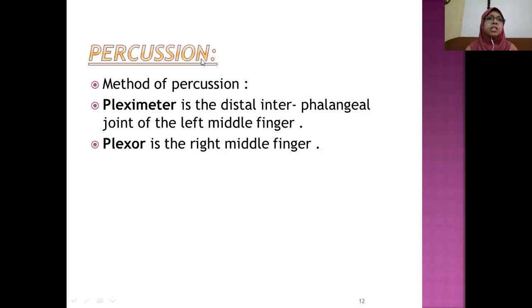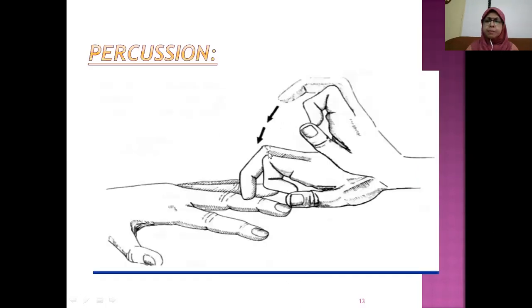And percussion. You have to remember the method of percussion. It is very important, and the procedure of percussion is also important. Let us talk about the pleximeter. It is the distal interphalangeal joint of the left middle finger, and the plexor is the right middle finger. Let us have a look. This is the pleximeter.